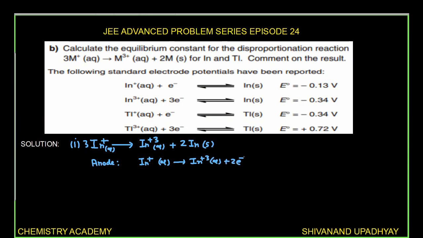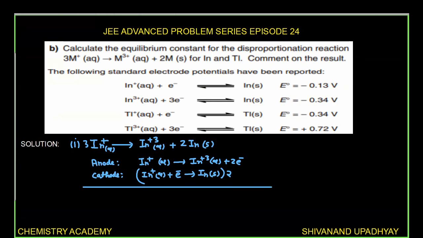So this is the oxidation reaction, and at the cathode reduction will take place, right? So for the reduction half cell reaction, I can write that indium in +1 aqueous state will accept 1 electron to form indium metal in solid state. In order to balance the overall reaction, we make the electrons equal, so we have to multiply this by 2 and then we can add these two reactions. On adding the reactions, we get that the overall reaction is 3 times of indium in +1 oxidation state is converted into indium+3 in aqueous state plus 2 times of indium metal in solid state.